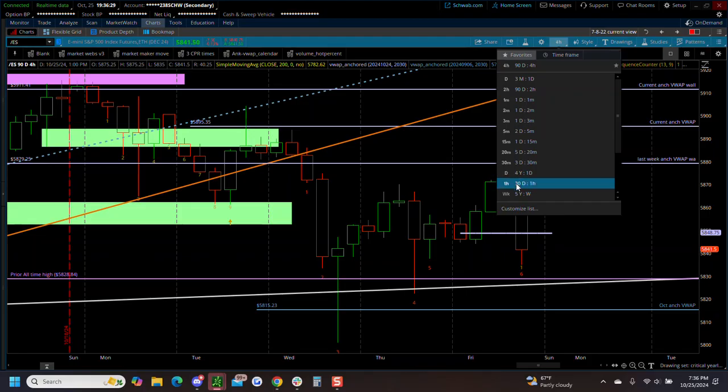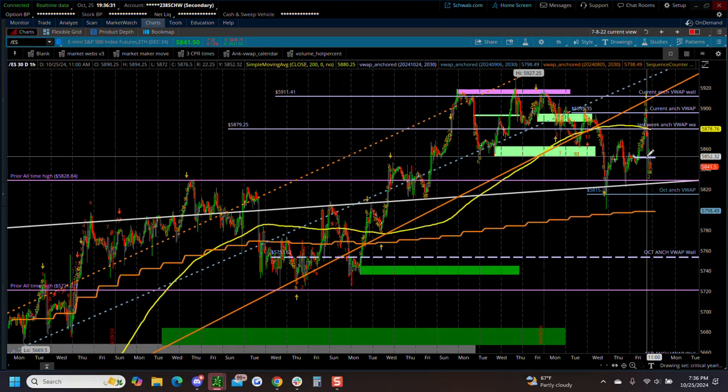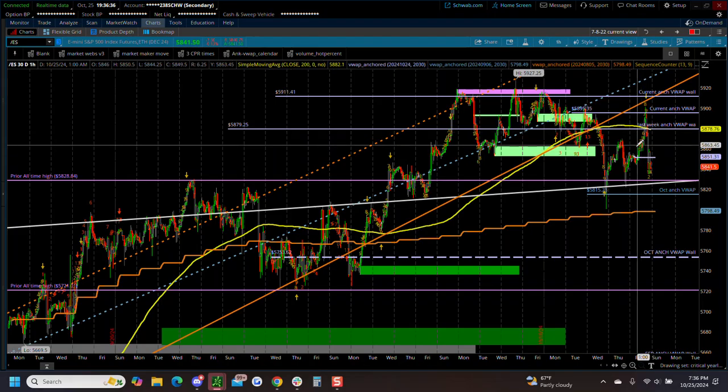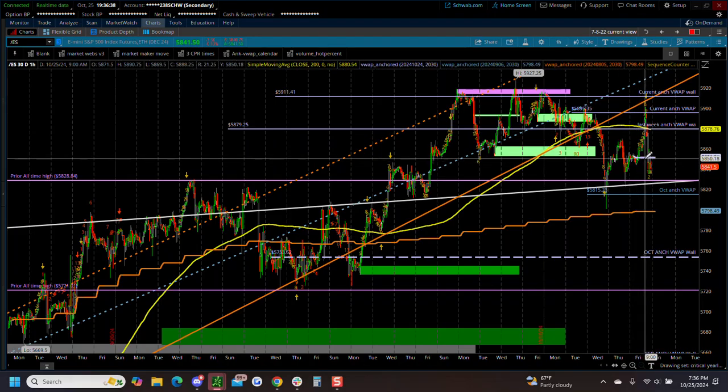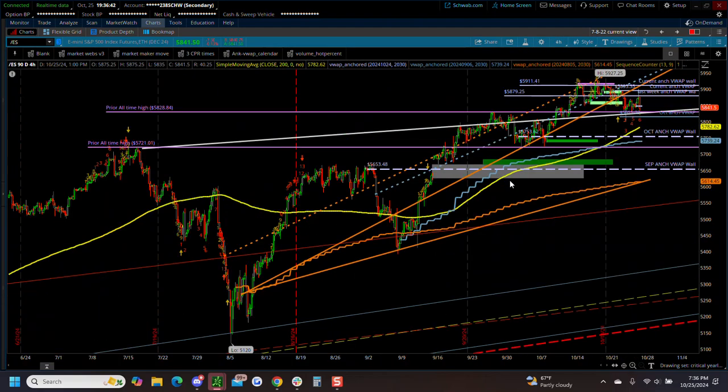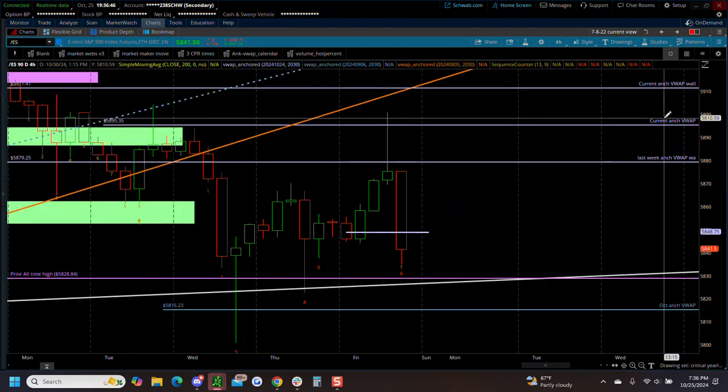Let's see here. So, the 1 hour shows up, you know. Ideally, you're just looking for the best. Typically, I'll use the 4 hour. What that tells me, if I'm coming in, I want to see where the anchor VWAP is going to be for the first of the week.